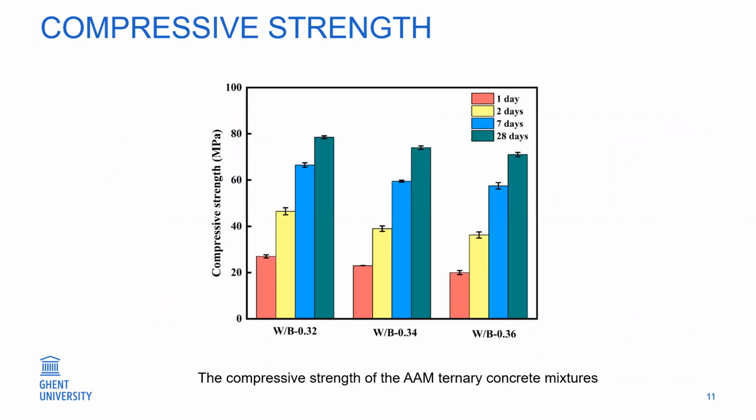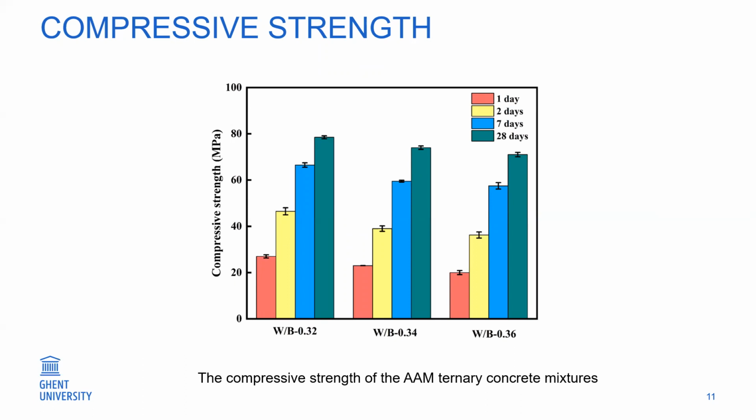In this slide, the compressive strength of the alkali activated ternary mixtures after 1 day, 2 days, 7 days, and 28 days of sealed curing in the curing chamber is shown. We can see that all the AA mixtures displayed compressive strength values of more than 20 megapascal after 1 day of curing, regardless of their water to binder ratio, indicating a high strength concrete for precast applications.